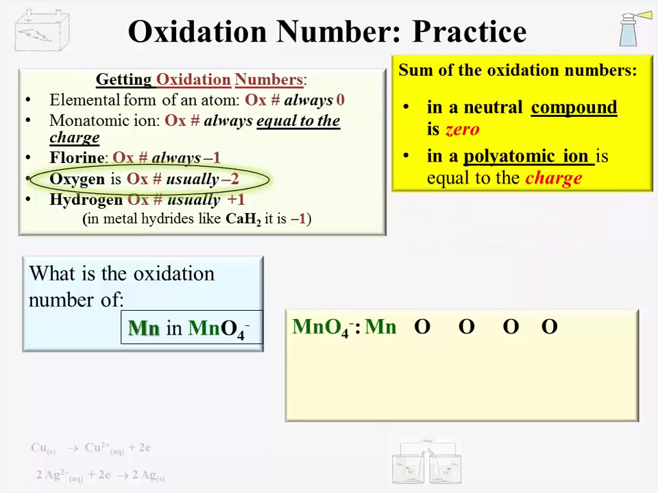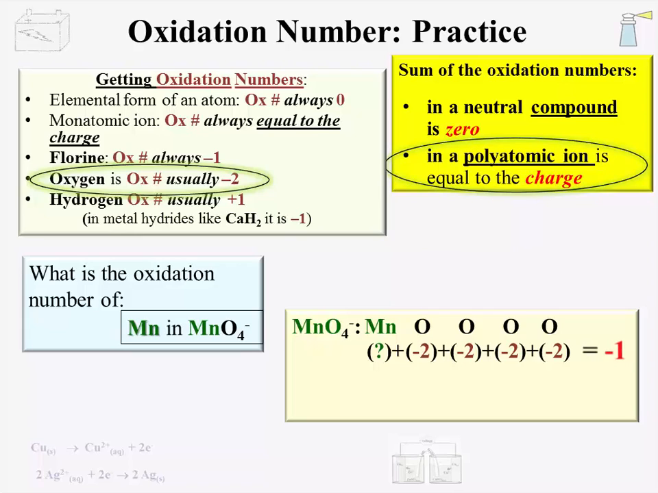Returning to permanganate, add a -2 for each oxygen. Is there a suggestion for the manganese? No, there's not. Manganese is the unknown. Do we know what the oxidation numbers in this ion should sum up to? According to the reference panel, in a polyatomic ion like permanganate, the oxidation numbers should sum to the charge on the ion. That's a -1.